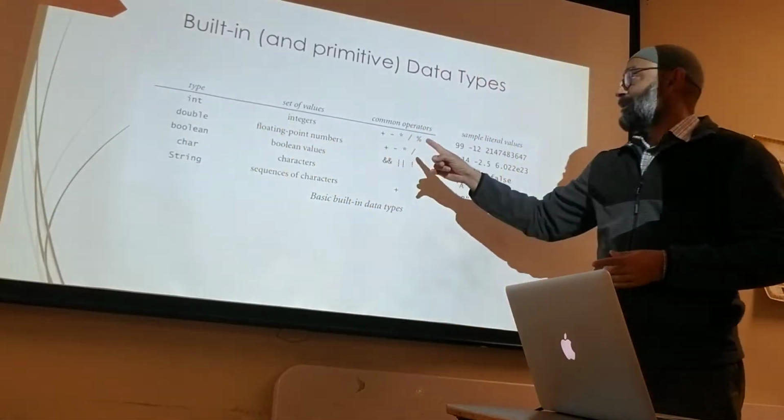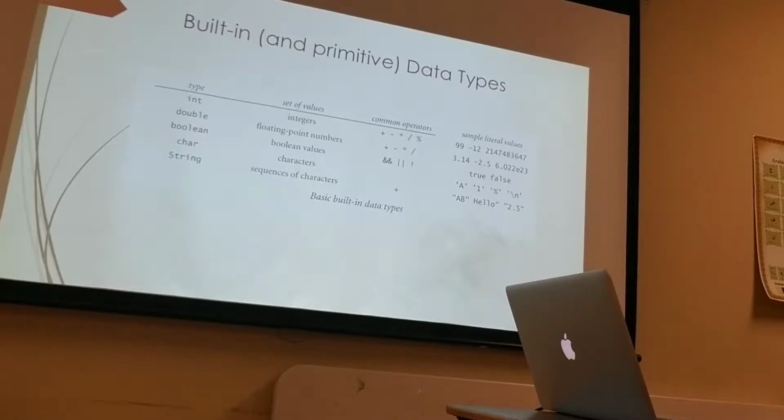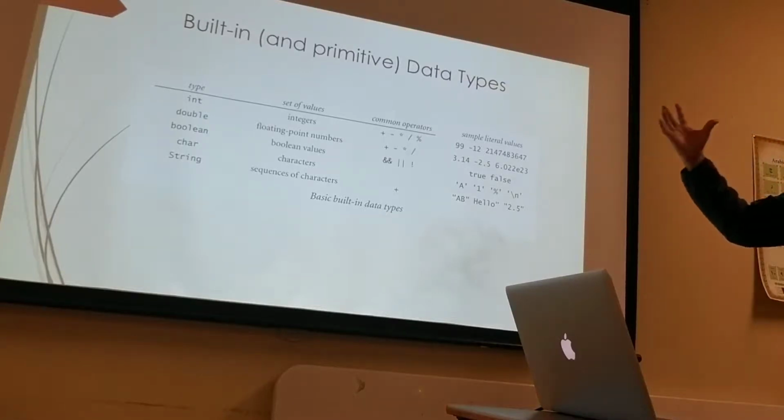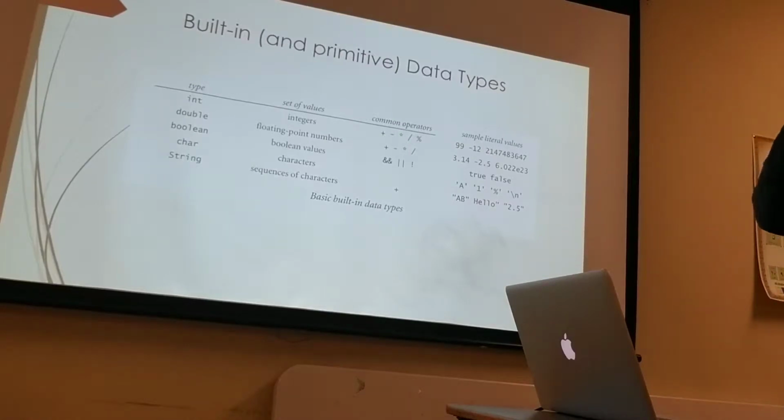Double. Floating point number. What is a floating point number? Decimal. Of course, a decimal is a floating point number, and a floating point number can be very big. There is an art of mathematics behind it.